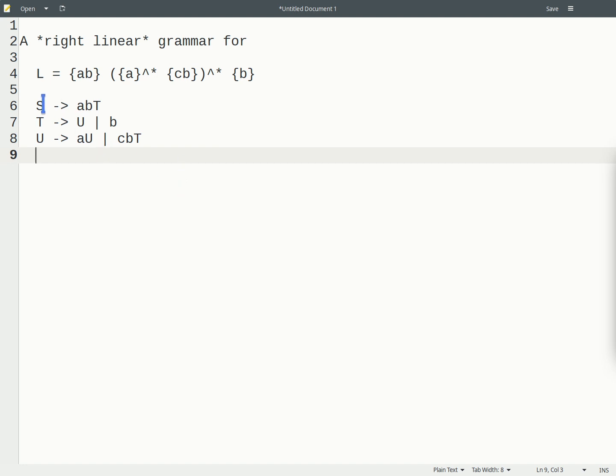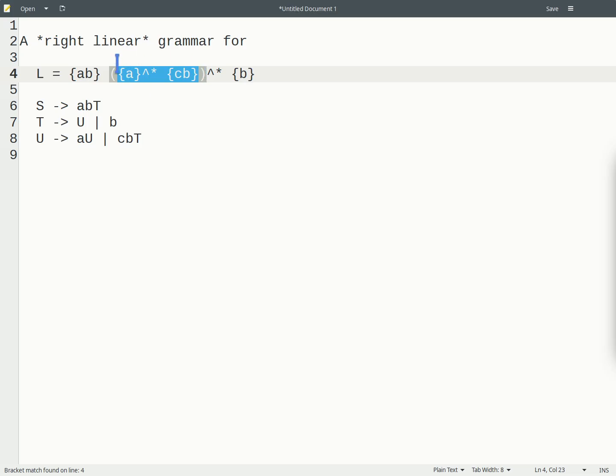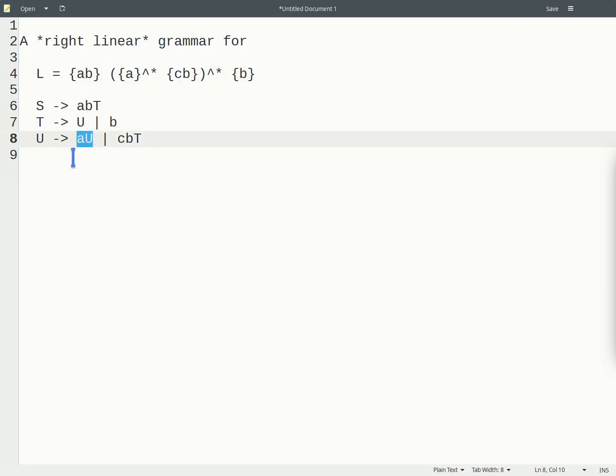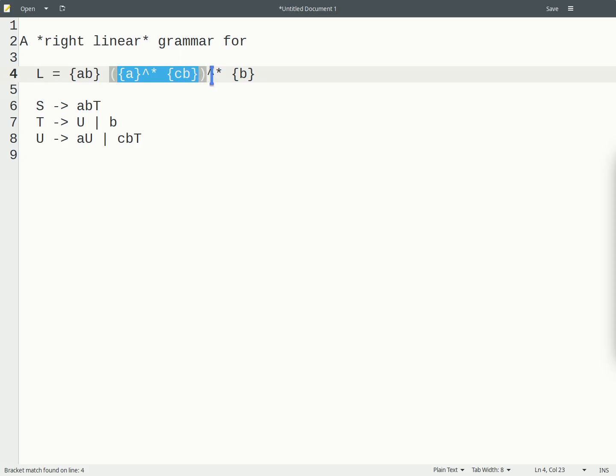Okay, so what do we have now? From S we generate ab, we switch to T. T can either switch to U, meaning that we produce at least one instance of these words, or we say that we want 0 instances, then we switch immediately to b. U will now generate one instance of a word in this language. It's an arbitrary number of a's, followed by cb, then we are done, and we switch back to T because we might want to generate either more instances of these words in this language, or we want to finish with b.